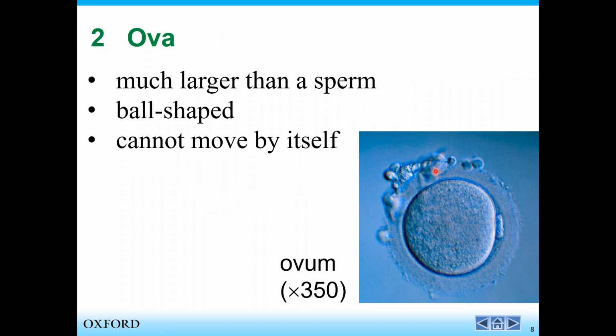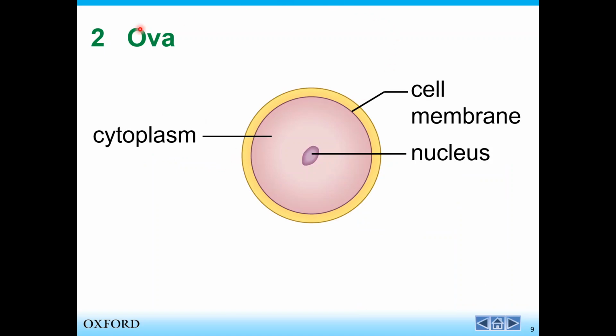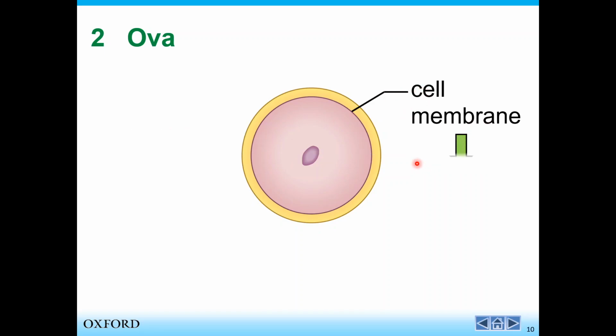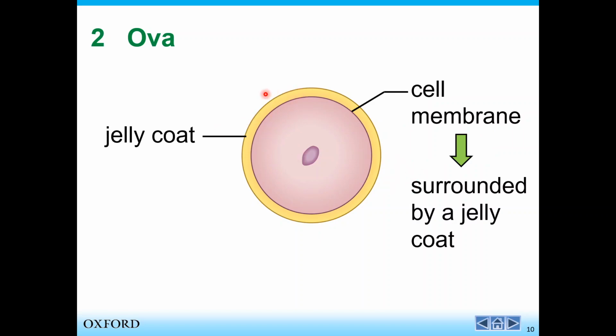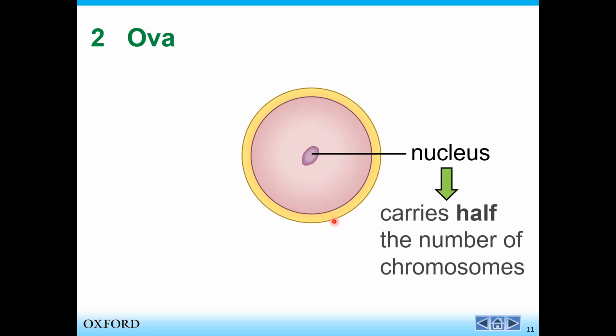So how about the ovum? The ovum looks like this. At 350 times magnification, which means the ovum is much bigger than the sperm. It's ball shaped, but the sperm is tadpole shaped. The sperm can move by swimming, but the ovum cannot move by itself. So this is the structure of an ovum. The ovum contains cytoplasm, the cell membrane, and nucleus, and is surrounded by a thick jelly-like coat. The nucleus contains the other half set of the chromosomes.